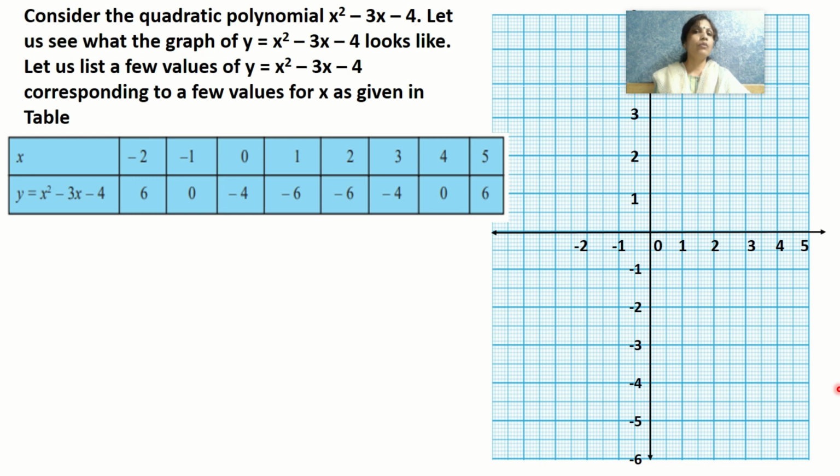So when we put x is equal to minus 2, value of y is 6. When x is equal to minus 1, value of y is 0. When x is equal to 0, value of y is minus 4. And this way we have calculated a few values for the given quadratic polynomial. Let us draw the graph now for the values which we have got. So our first coordinate is minus 2, 6, which is here. Then minus 1, 0, it is here. Then 0, minus 4. Then 1, minus 6. After that 2, minus 6 is here. Then 3, minus 4. After that 4, 0. And then 5, 6. So we have got the points like this.